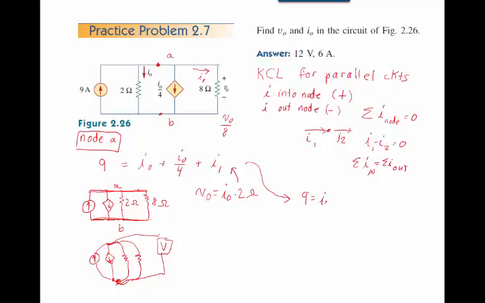9 equals I out plus I out over 4 plus I1, which was V out over 8. Correct? The voltage divided by the resistance. Next step, 9 equals I out plus I0 over 4 plus, right here, make that substitution, 2I0 over 8. So now I'm finally down to one unknown.